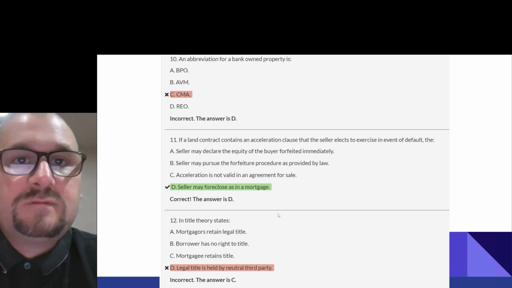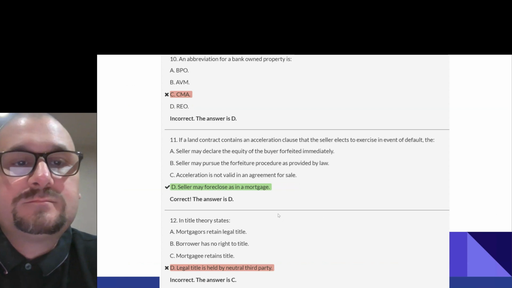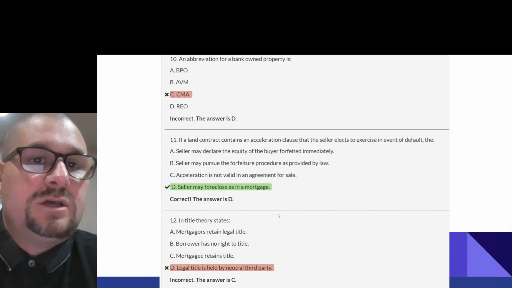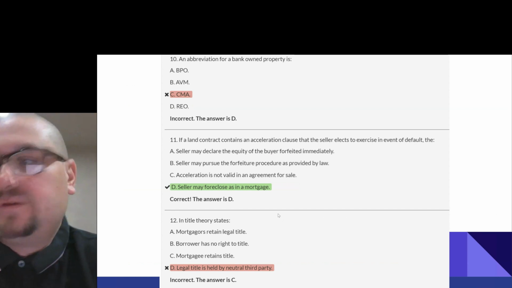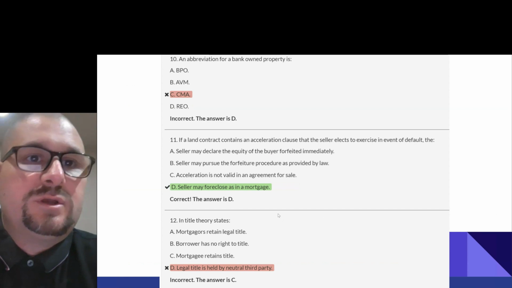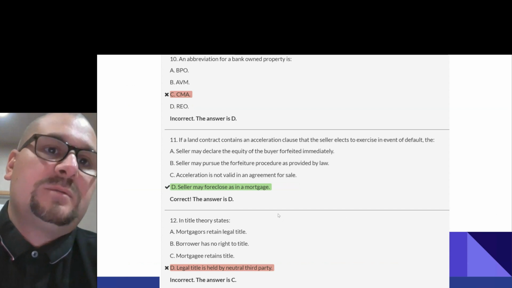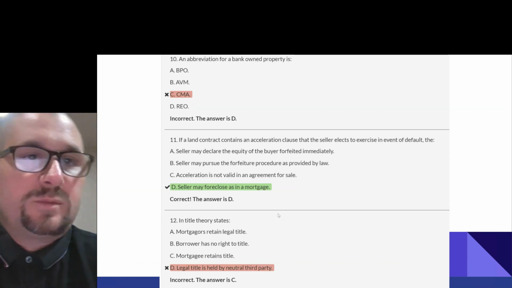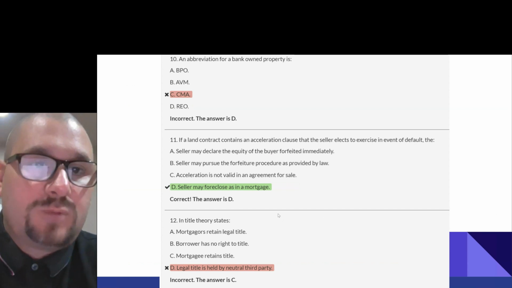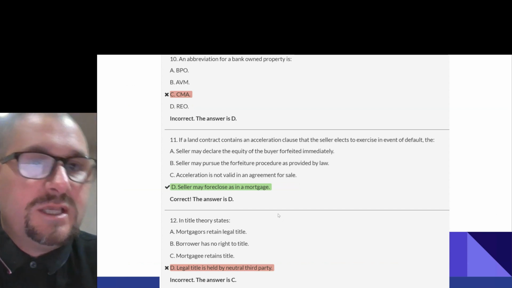An abbreviation for a bank-owned property is called what? Delta. It's called the REO. So REO is an abbreviation for a bank-owned property. If you ever hear, what's a REO, like this bank maybe owns this REO, that's just an abbreviation for a property that went into foreclosure probably, and the bank owns this property. It's not owned by a regular person. The bank doesn't want to own properties, by the way.